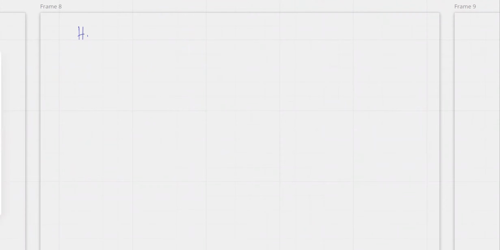One of them is known as the Haber process. This is something that has to be memorized. It's got to do with the manufacture of ammonia.